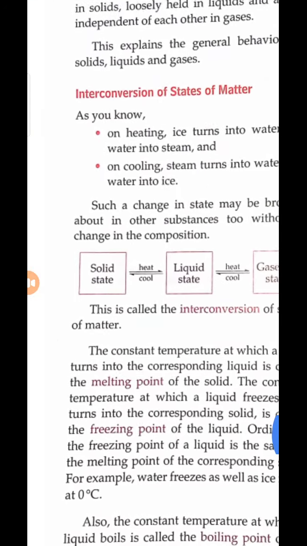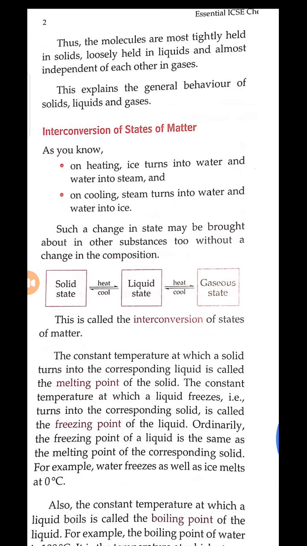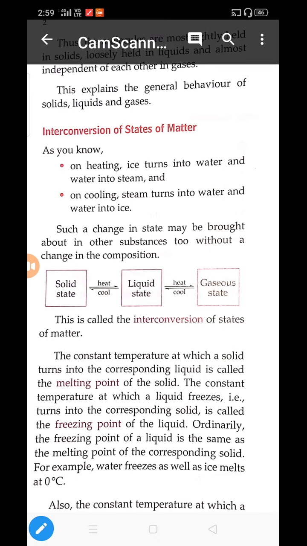Here is a flow chart diagram that explains that when a solid is heated, it becomes liquid, and when a liquid is heated, it becomes gas. And when gas is cooled, it becomes liquid, and when liquid is cooled, it becomes solid. This is called the interconversion of states of matter that we read about.